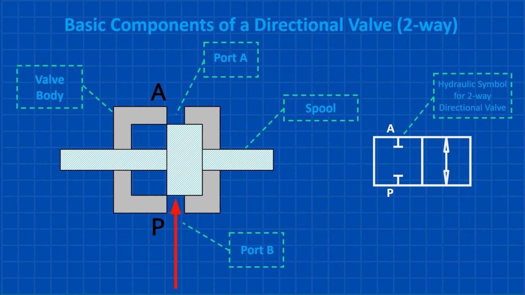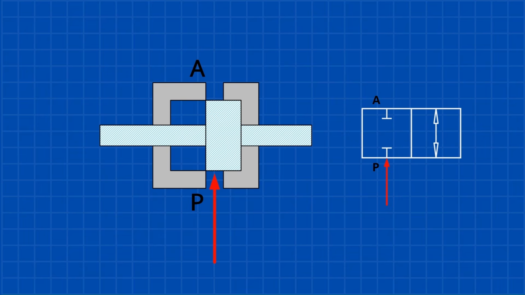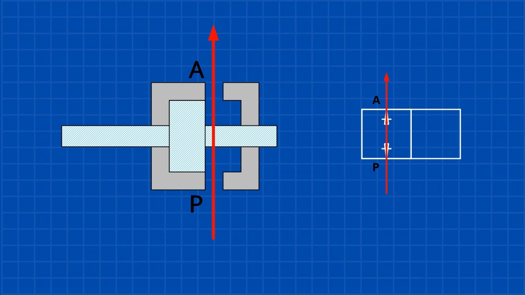In this example, we're using a two-way directional valve. It's called a two-way valve because it has two ports, port P and port A. When the spool moves to the left, a movement known as a spool shift, it opens a flow path between the two ports, allowing hydraulic oil to flow from port P to port A.